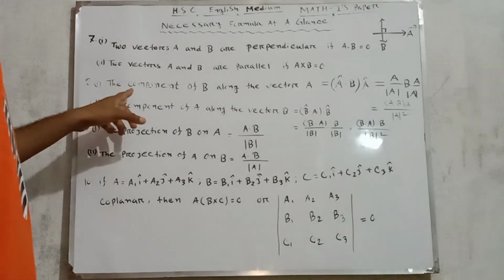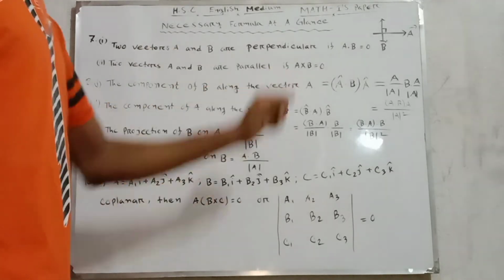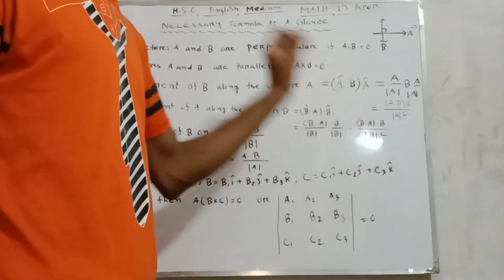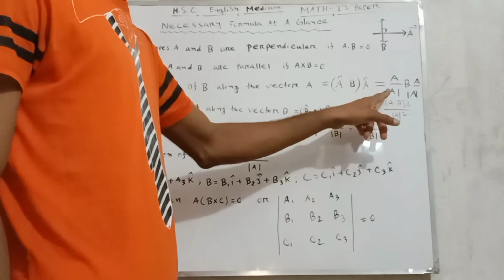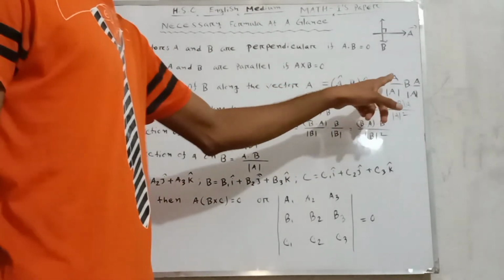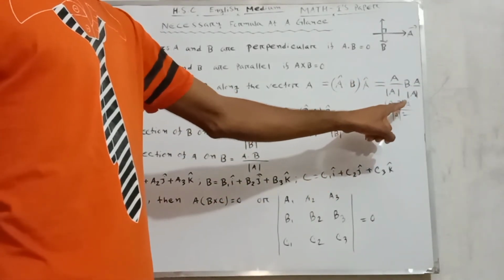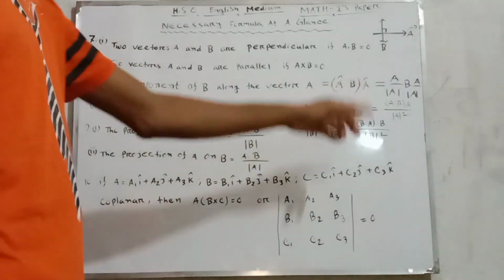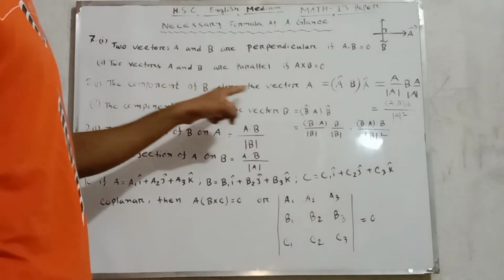Next, formula 8. The component of B along the vector A is the unit vector A cap dot B, where A cap equals A divided by the value of A. That's why it is A dot B in brackets, multiplied by A divided by A squared. It is the formula of the component of B along the vector A.